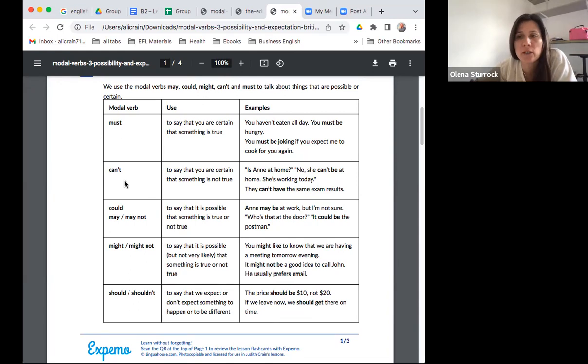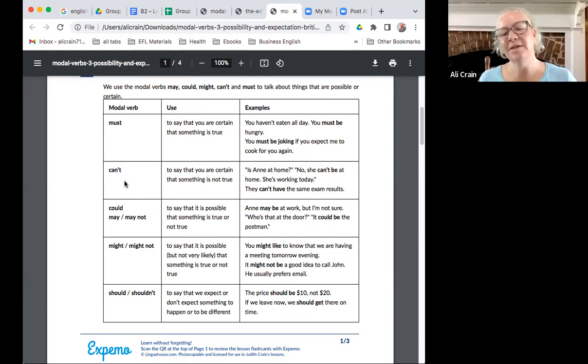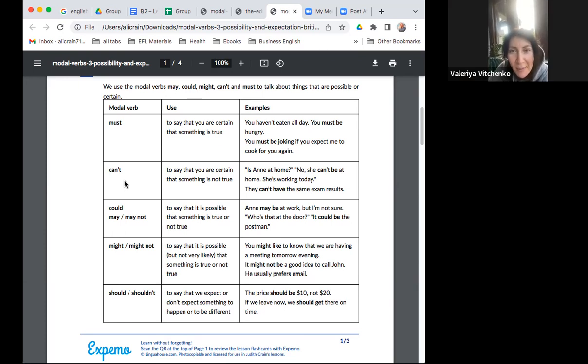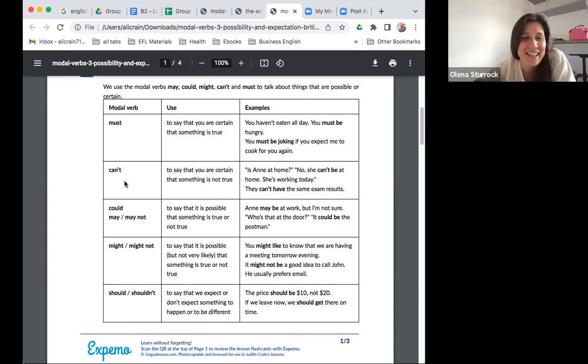Can't or can't? In the UK it's can't. In America it's can't. Yeah, exactly. But in the UK, yeah, the British say can't all the time. Yes, that is correct. To say that you are certain that something is not true.